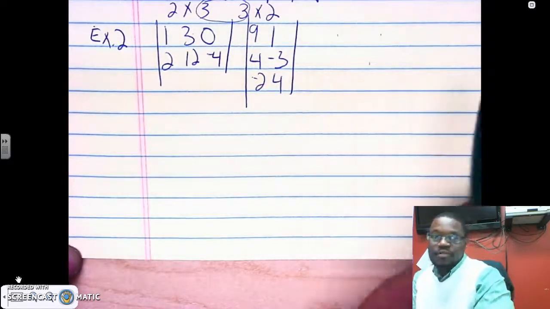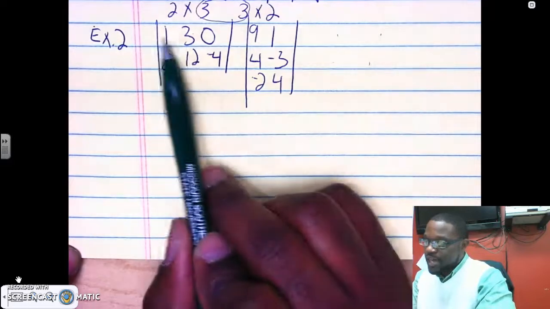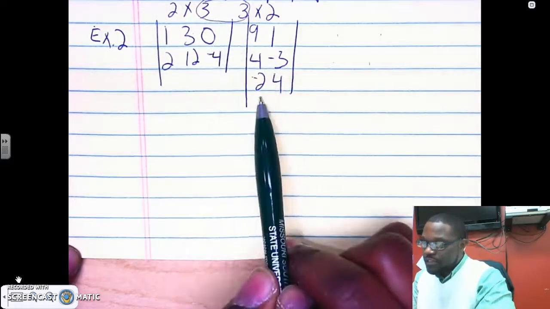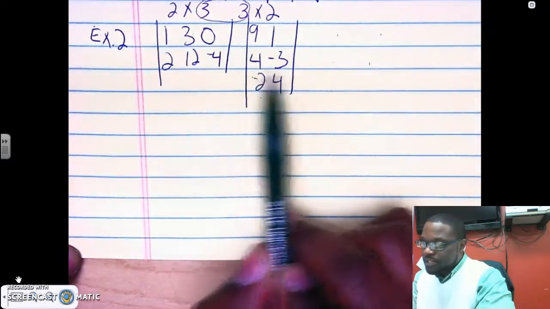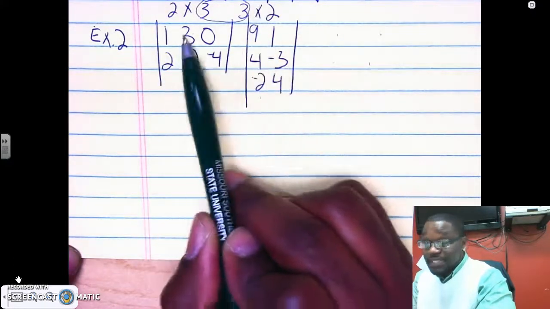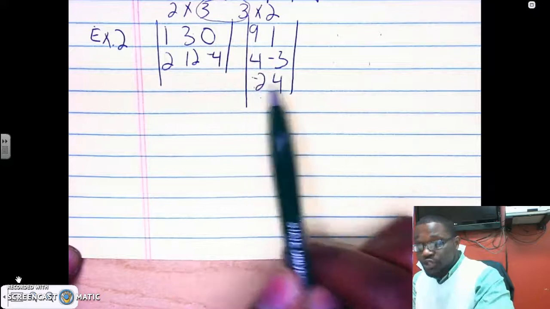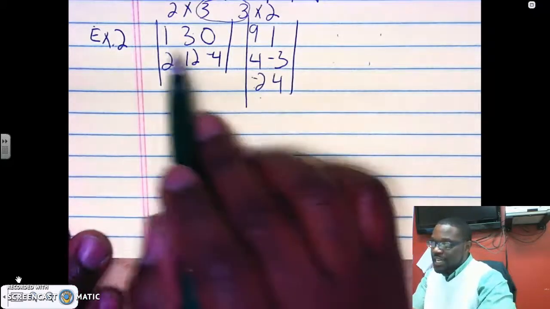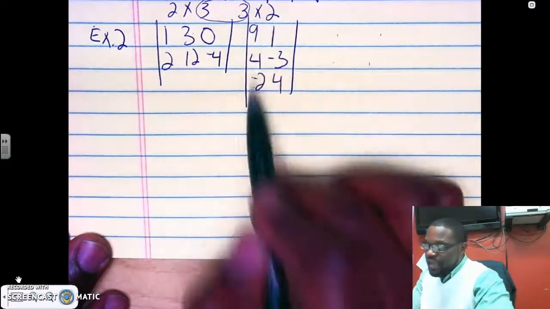The reason is because now I got 3 here to multiply by 3 here. If I had 3 here to multiply by 2, 3 elements in a row and 2 elements in a column, it wouldn't work. So those numbers have to match.